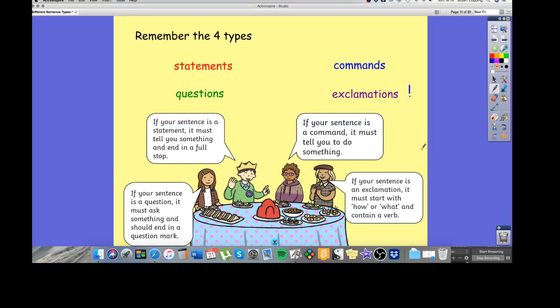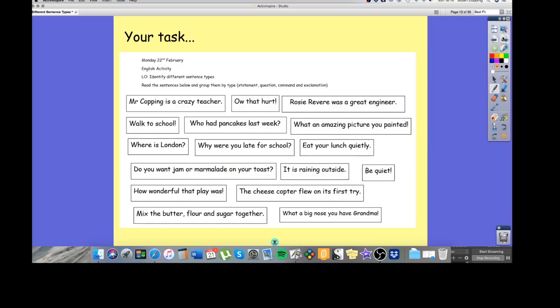So now you've got that, you've got a sheet in your book. In fact, you've got 2 sheets in your book. One is stuck into your book and the other one is this one. What I want you to do, and it could take you a bit of time, is to cut out all the sentences, as neatly as you can, around the boxes, and I want you to stick them onto the sheet stuck in your book where it says statement, question, command, or exclamation.